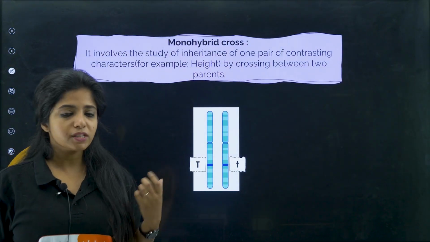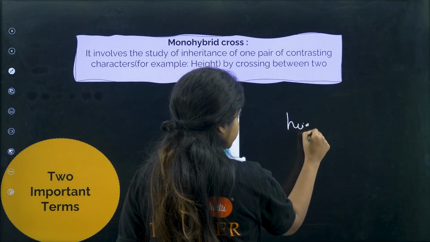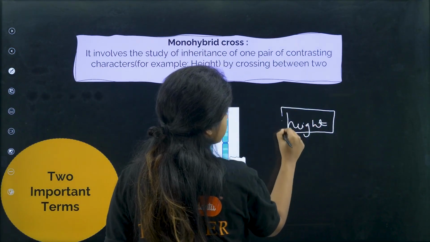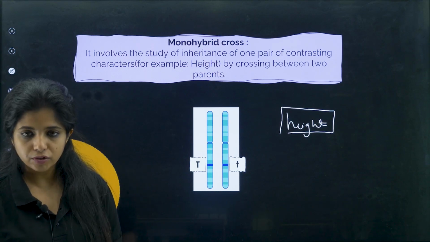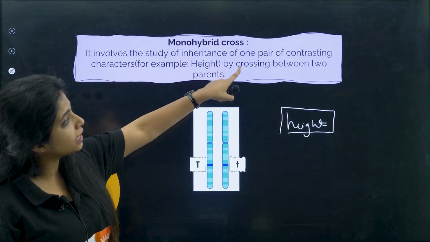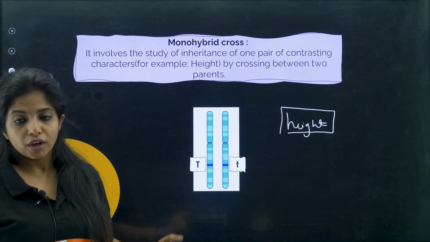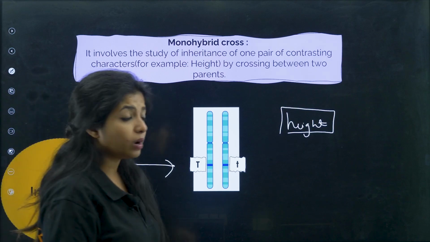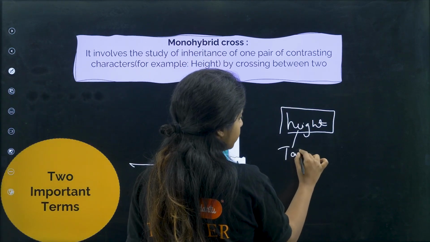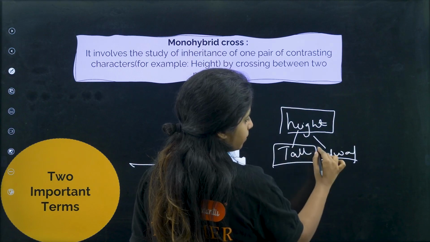Whenever he was studying only one particular trait, for example just height, and seeing what all things he could find with just the height, this type of cross is known as monohybrid cross. It involves the study of inheritance of one pair of contrasting characters by crossing between two parents. What do you mean by one pair of contrasting characters? For example, tall and dwarf, but just one pair.